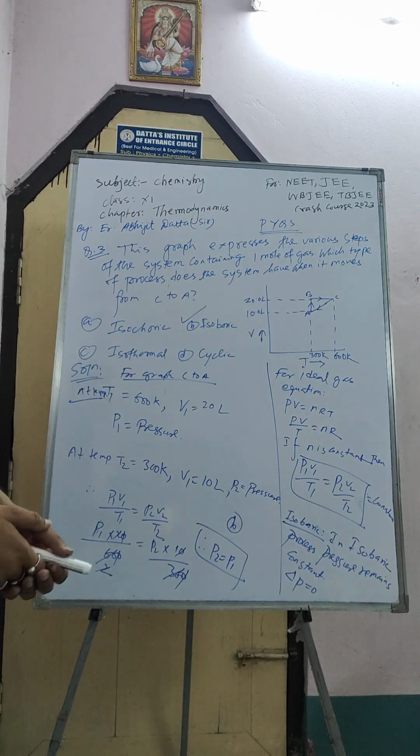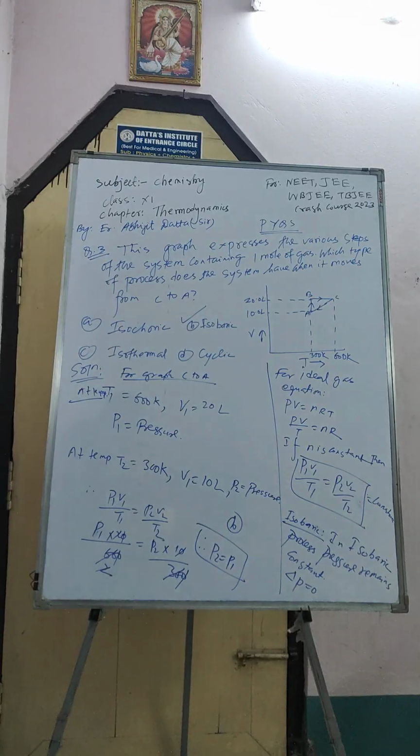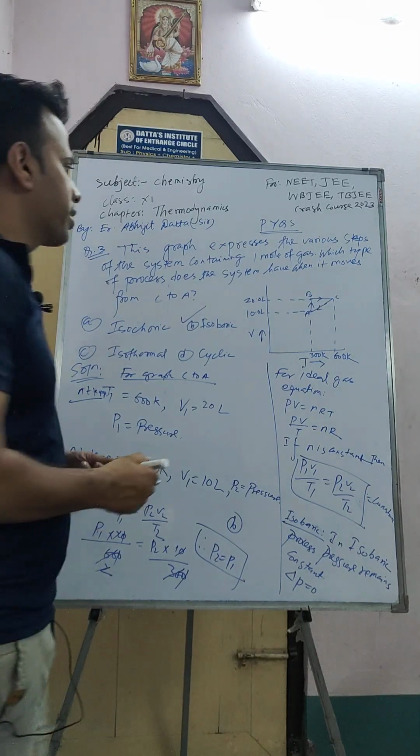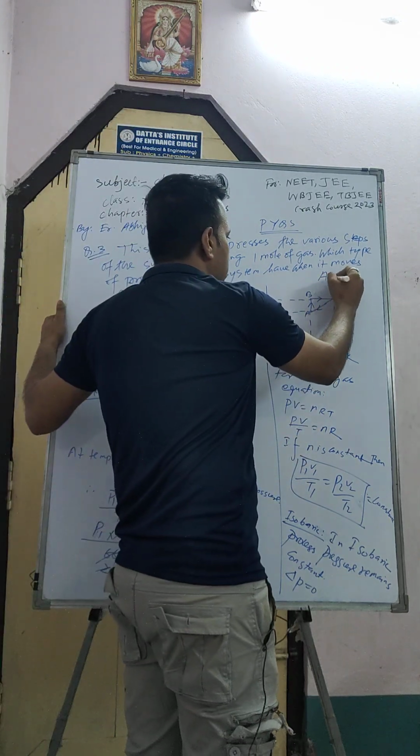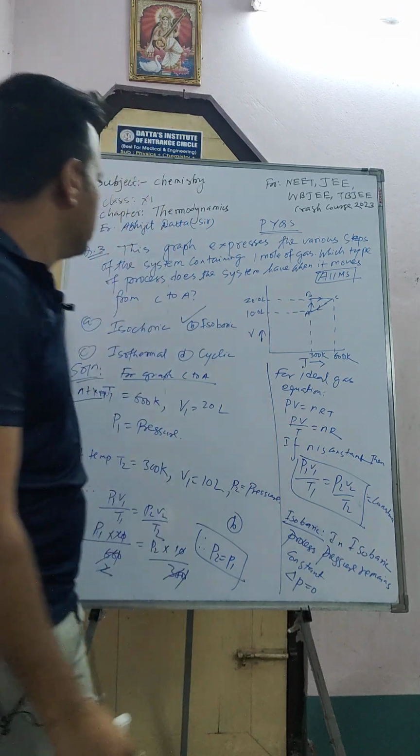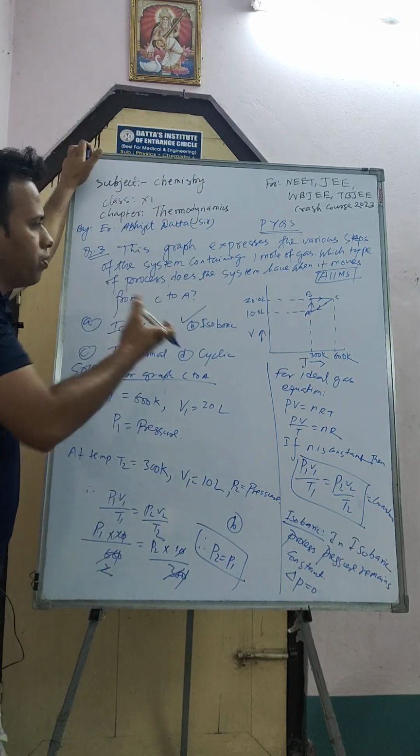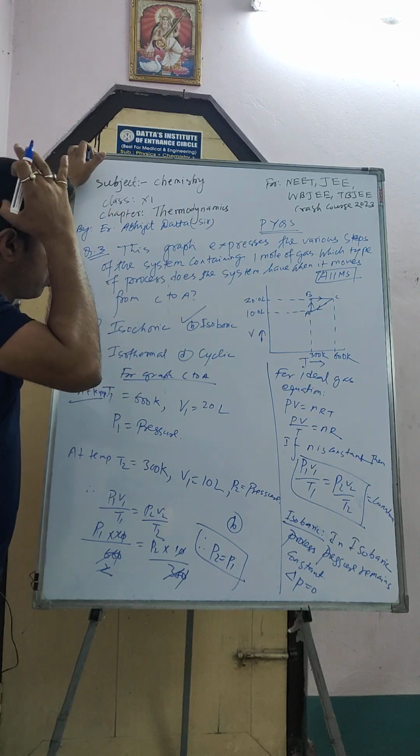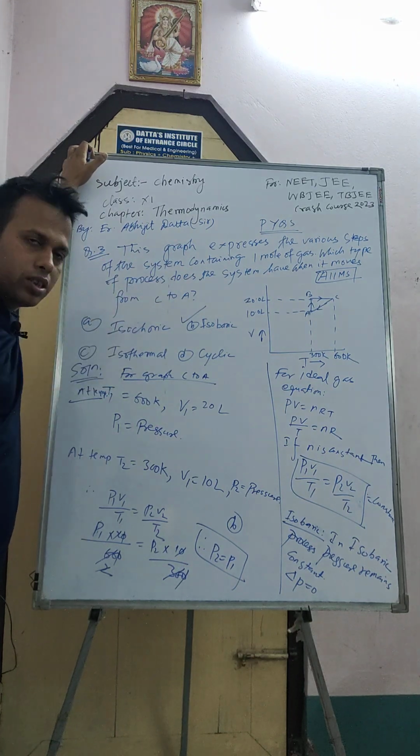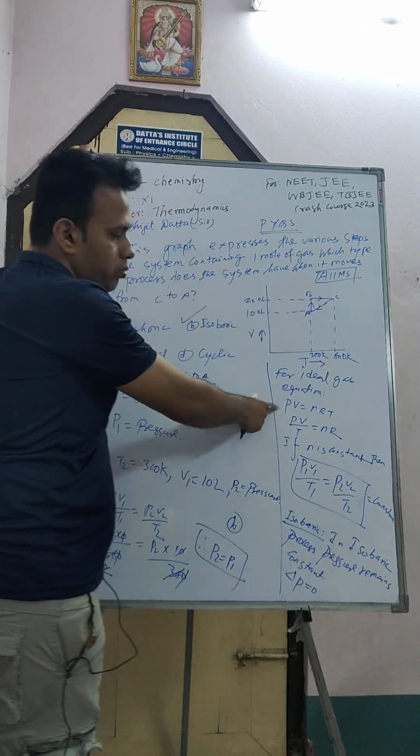This type of graph may come in your exams. This question came in AIIMS, a medical entrance exam before NEET. So there is a graph and we have to find out which process this is. Four options are given. So I use the formula, that is the ideal gas equation, PV equal to nRT.